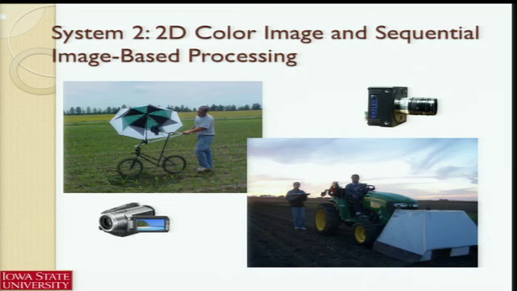So the second system I want to introduce here is the very much conventional two-dimensional color image processing based. Here we have a similar application: we want to find where the corn plants are and also do the measurement to get the spacing between two plants in a row, okay? The first one used a camcorder, and the second one uses a digital camera. But they are basically both the same type of signal, two-dimensional color images.